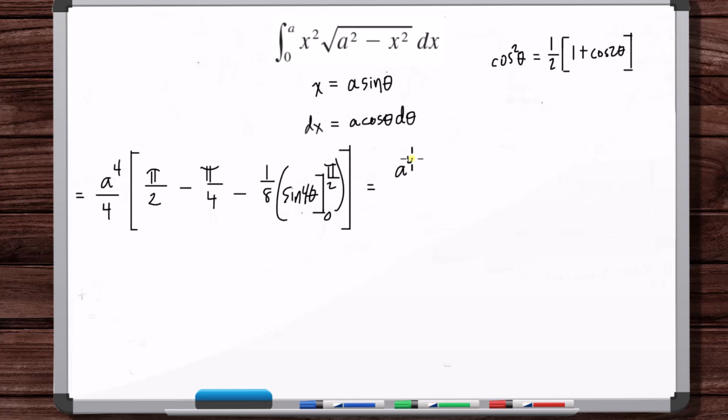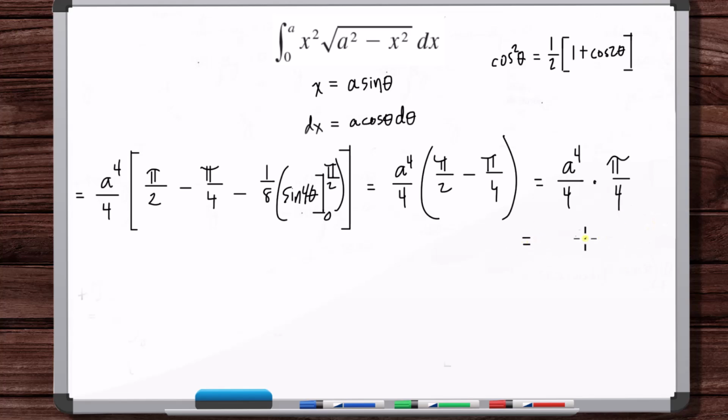Okay, so sine of 4 times 0 is 0. So what is sine of 4 pi divided by 2? So sine of 2 pi is 0. So we got 1/2 minus 1/4 is 1/4. So 1/16 pi a to the 4th.